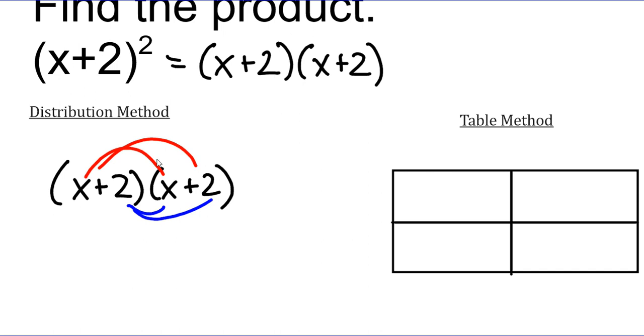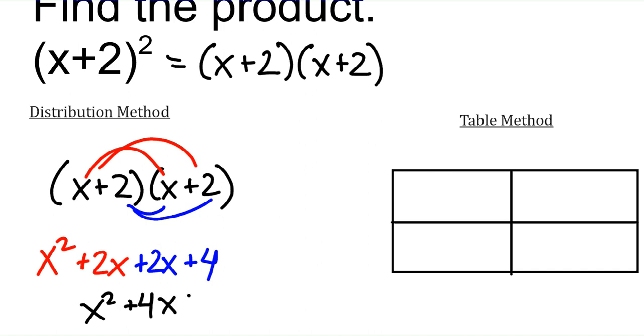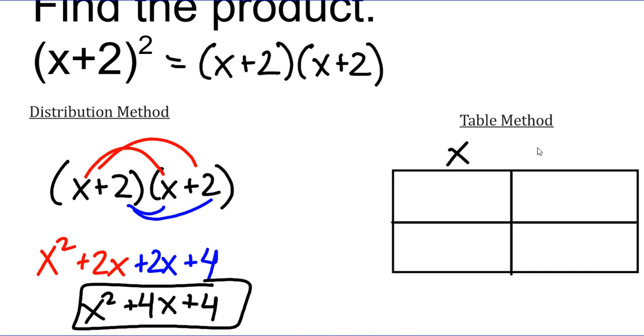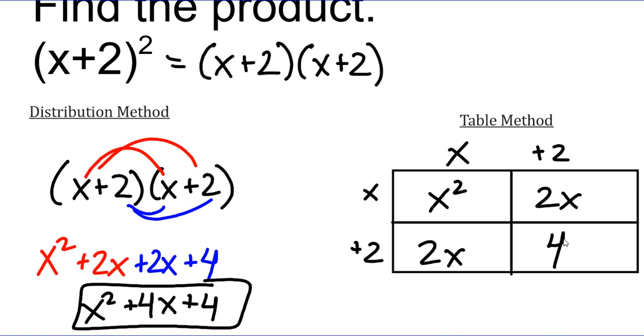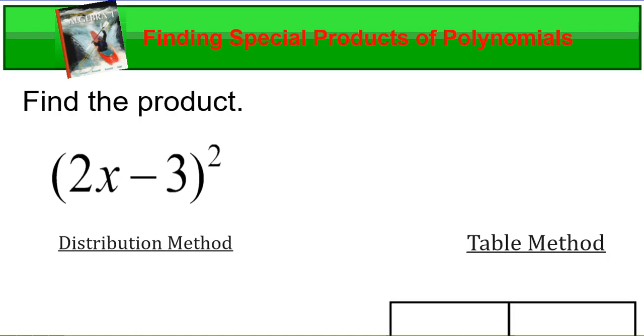If you distribute the x first, x times x is x squared. X times 2 makes 2x. If you distribute the 2 then, 2 times x is 2x, and 2 times 2 makes 4. If you combine your like terms, you'll get x squared plus 4x plus 4. And that is the correct answer. If you use a table, it looks like this: x plus 2 times x plus 2, x squared, 2x, 2x, 4. If you add up all the pieces, you will get the same answer. So to square, you have to multiply something by itself. There are no shortcuts.